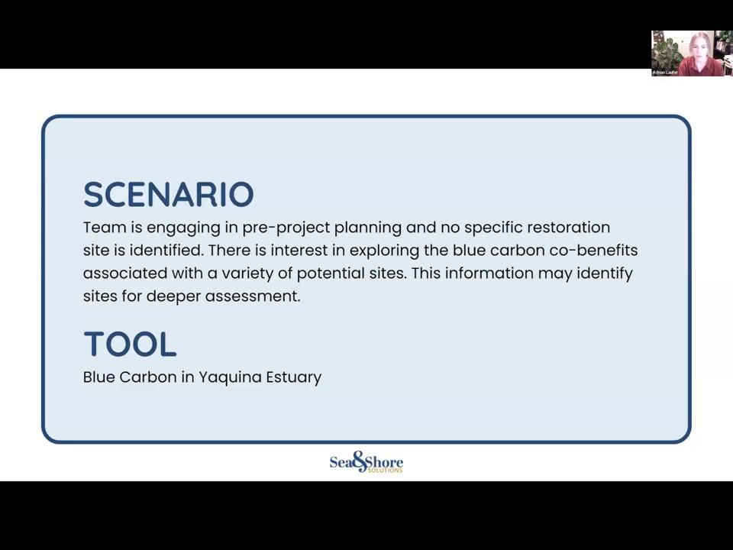So the specific tool that you could use for this particular use case is the Blue Carbon in Yaquina Estuary tool. I will say we're working on duplicating this for the Coos Estuary, and this might be duplicated for other estuaries along the Oregon coast. These are somewhat pilot examples.